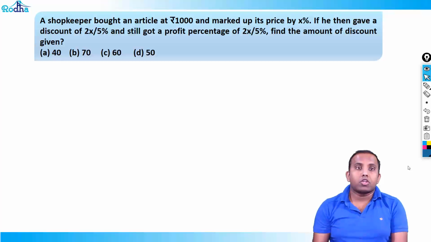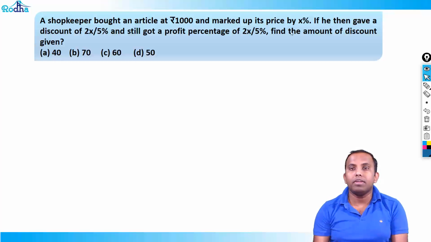A shopkeeper bought an article at ₹1,000 and marked up its price by x%. If he then gave a discount of 2x by 5% and still got a profit of 2x by 5%, find the amount of discount given. It basically means percentage discount, or you can find the amount also. Both are okay. So let's solve it.